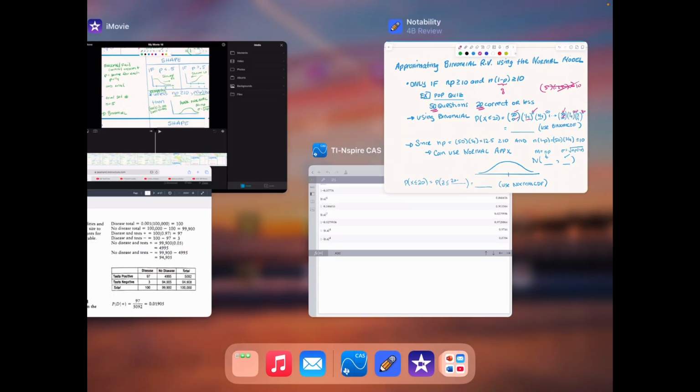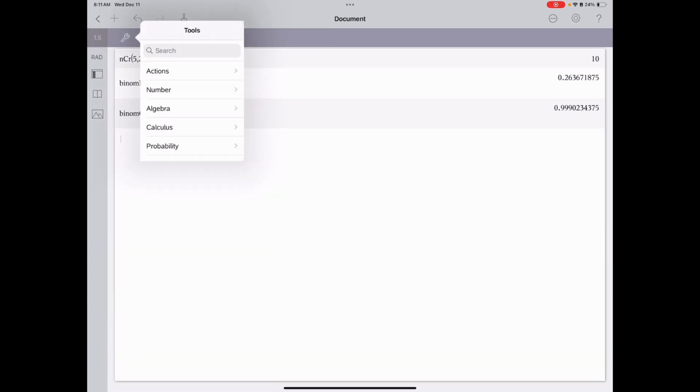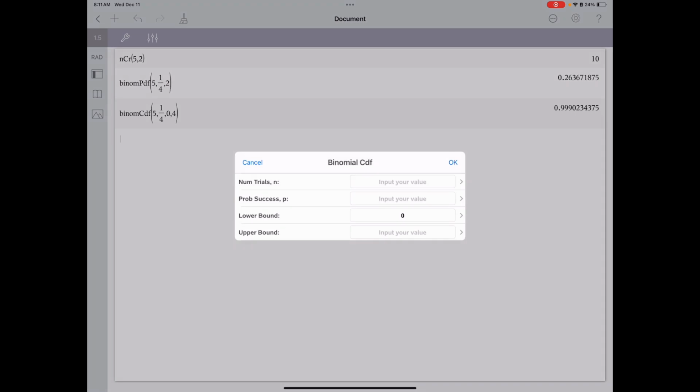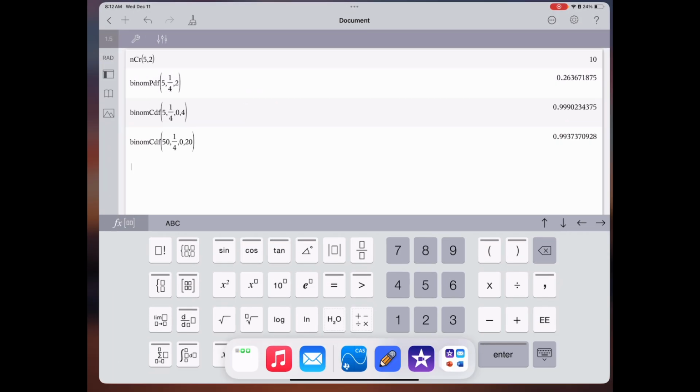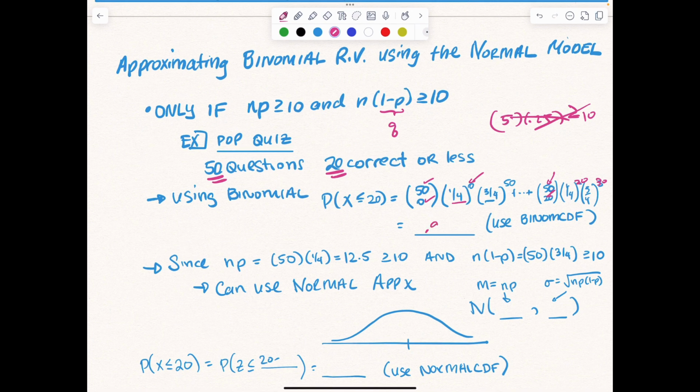And then I'd go to my binomial CDF calculator. Let's go up here: menu, stat, distribution, go down to binomial CDF. I have 50 trials. Probability of success is 1/4. Lower bound 0, upper bound 20, and it tells me it's 99.37%, so about 0.9937. All right, but because np is 12.5, and nq is also greater than 10, which is obviously going to be 37.5, I can use normal approximation.